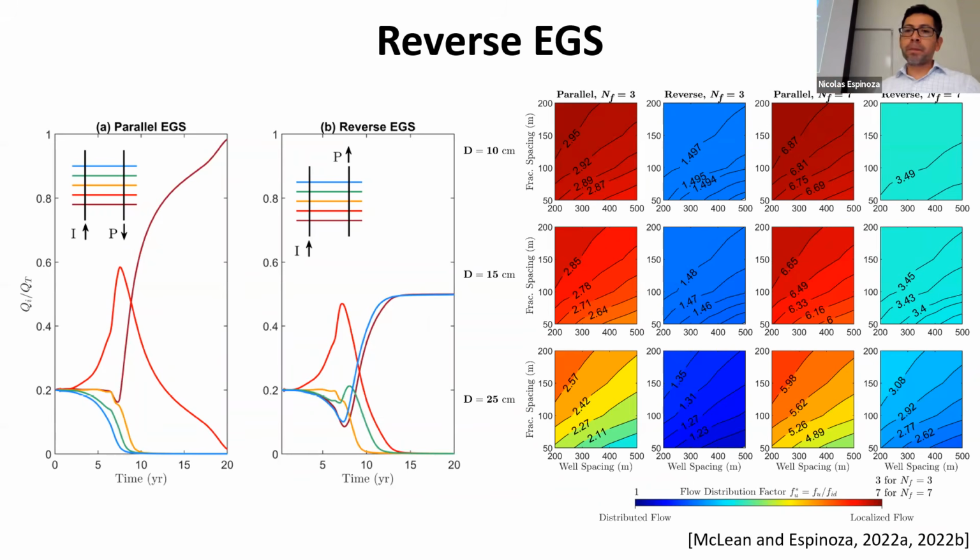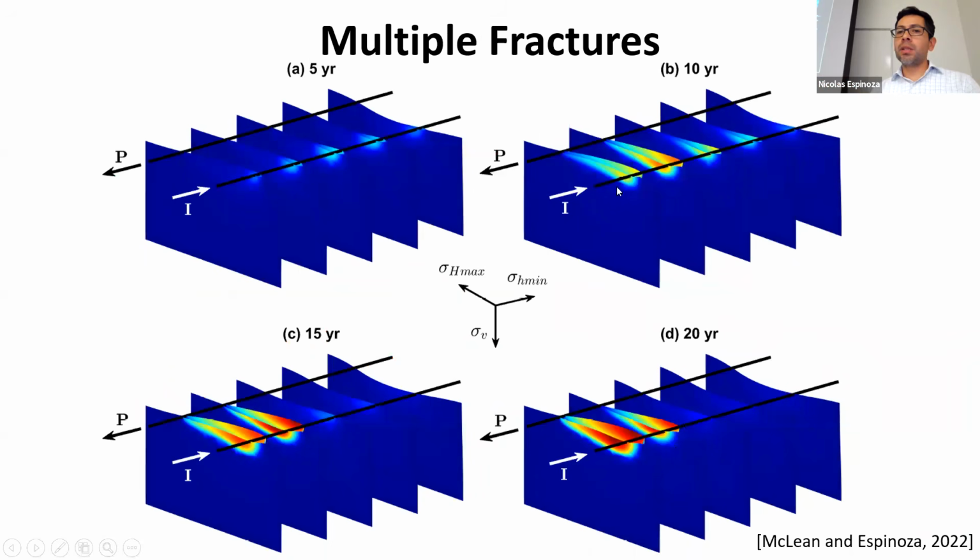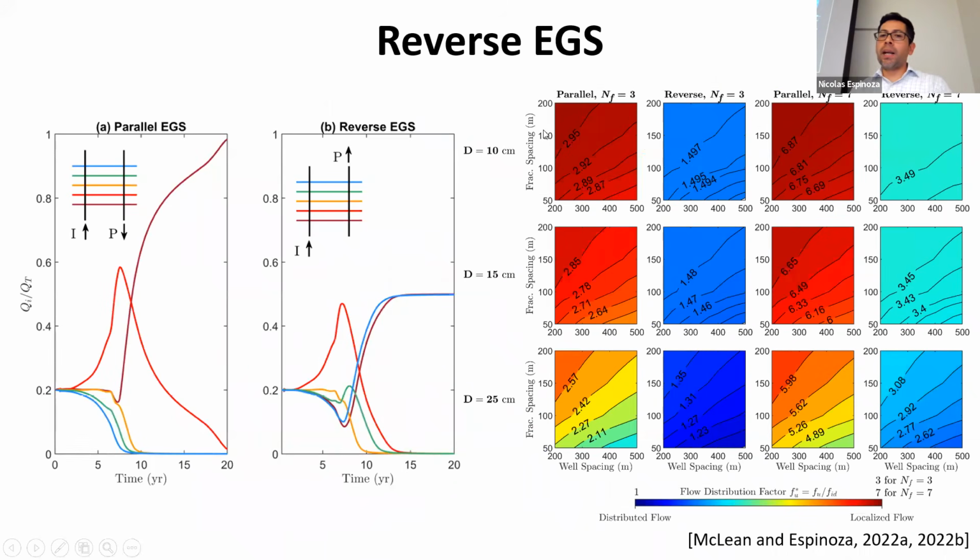So other solutions are, probably this is better seen in this image, if you increase fracture spacing, you can also decrease interaction between the fractures. That can somehow alleviate this short circuiting. And this is another variable that is explored in this field.